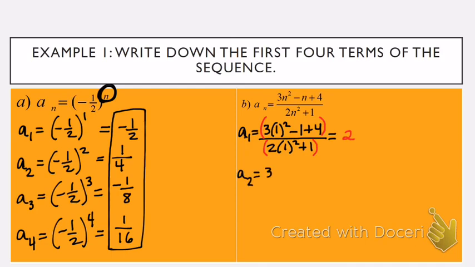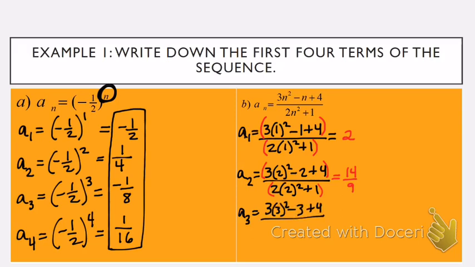To find the second term, you plug in 2 for all your n's. Again, when you evaluate this on your calculator, you have to put everything in its own set of parentheses so that you do things using order of operations. And if you do this right, you should get 14/9. Then to find the third term, you're going to plug in 3. So wherever you see an n in your rule, it gets replaced with the number of the term you're finding. And then for the fourth term, you would plug in 4.